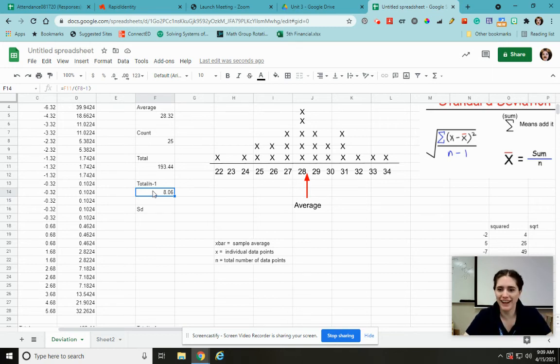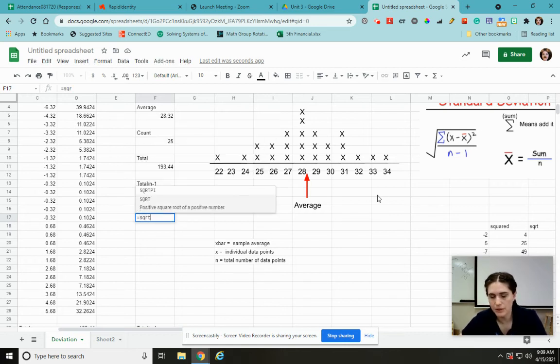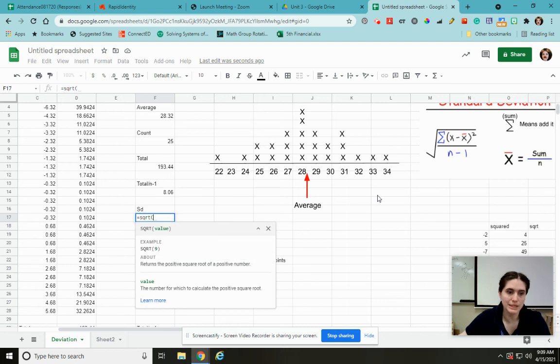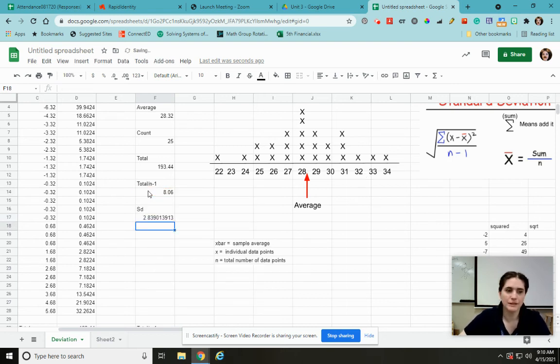Oh, no, it's not. We're almost to my standard deviation. So to get to my standard deviation, I have to take the square root still. So I'm going to go equals square root, which is SQRT, open parentheses. I'm going to click on that, close parentheses. There we go. That's my standard deviation.